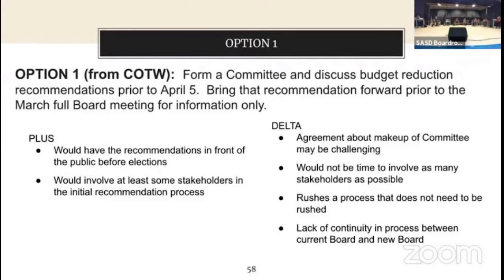However, several deltas to that approach were brought up at the meeting: agreement about the makeup of the committee members, the lack of time to involve as many stakeholders as we might like, and ultimately it rushes a process that really doesn't need to be rushed. And there's also a lack of continuity in the process between the current board and the new board, because we know we will have some board turnover. So mindfulness about that transition is going to be a piece of this.